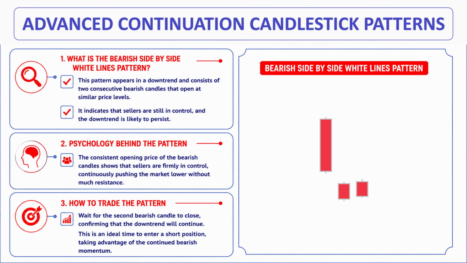On the opposite side, we have the bearish side-by-side white lines. This pattern appears in a downtrend and consists of two consecutive bearish candles that open at similar price levels.